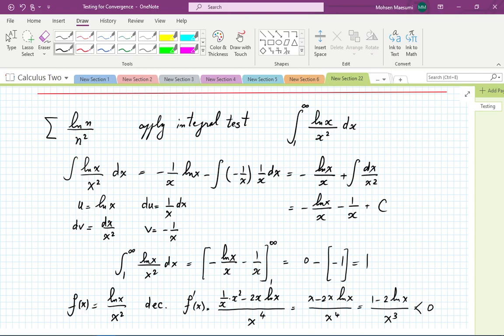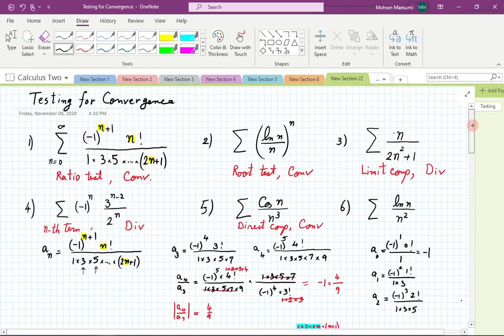So the final conclusion, the final verdict: this one was the integral test, and it was converging because that integral did converge.